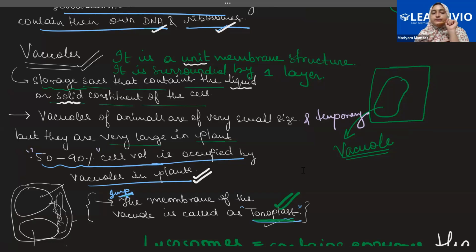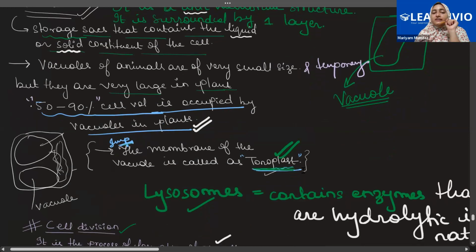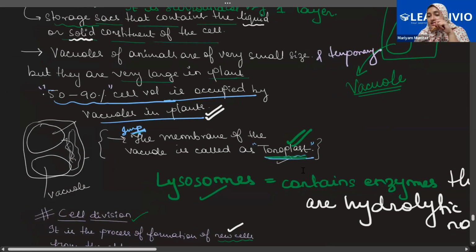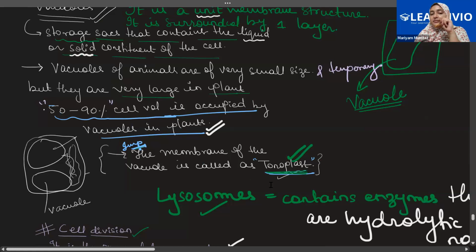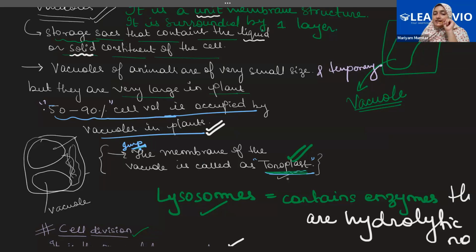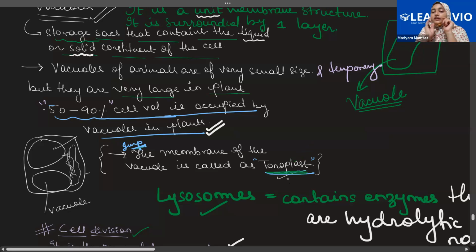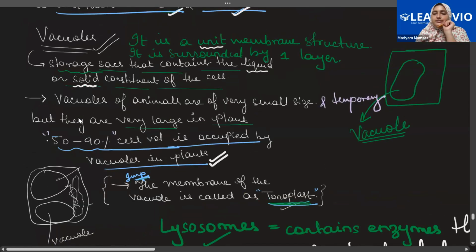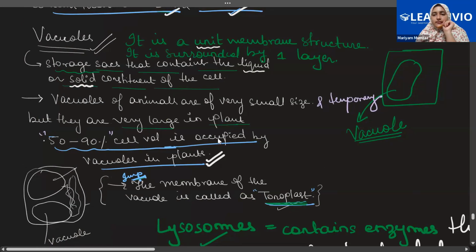Clear? Okay, ma'am. Now, as I told you, the vacuole has one membrane surrounding it, and that one membrane has a very unique name, which is tonoplast. And how much volume does it occupy? It occupies 50 to 90%. This is asked in MCQs many times. Okay. So any doubts up until now? No, ma'am.